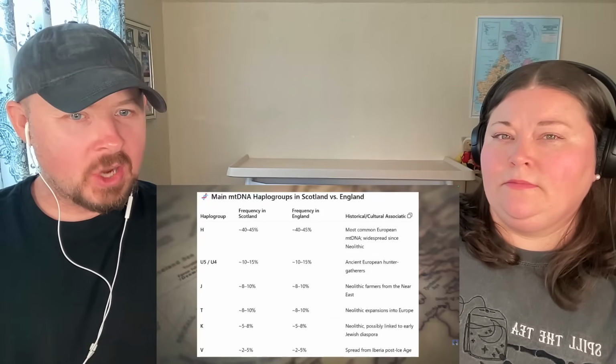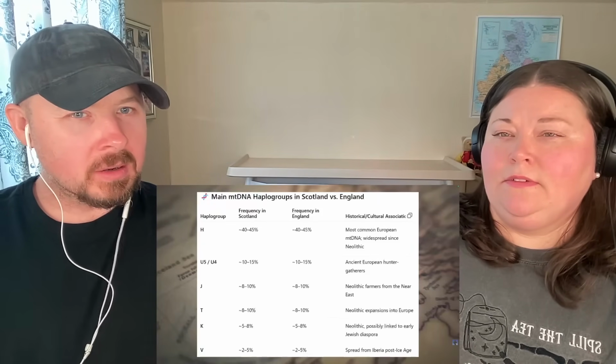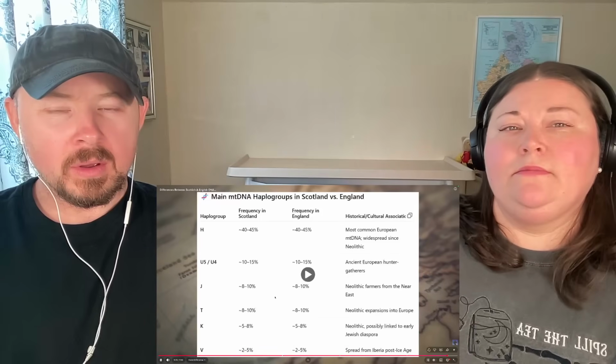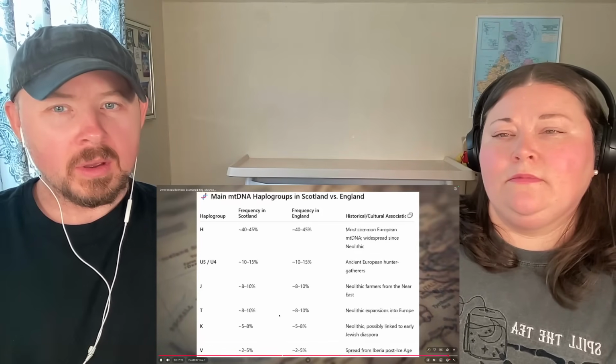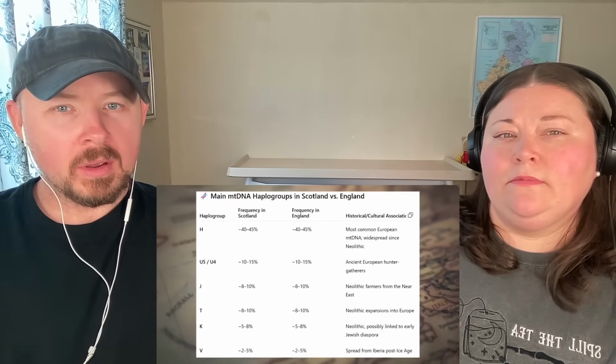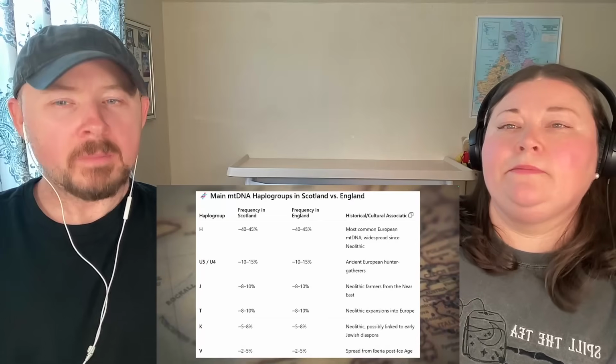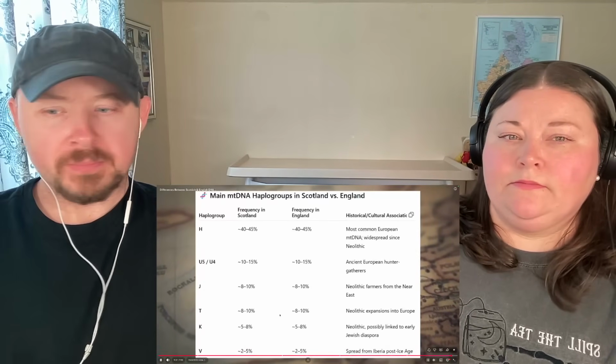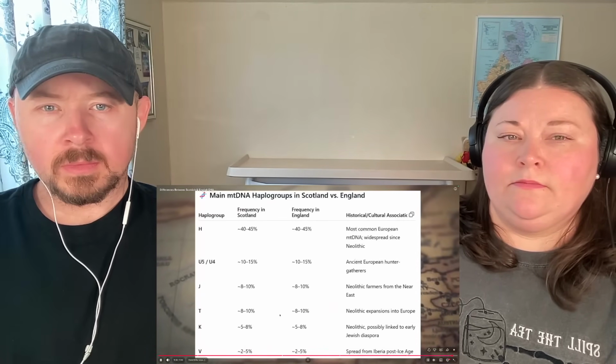But this is showing a much more similar. Yeah. Wow. And autosomal DNA is very similar between the two. But like I say, Scotland does have more of a Celtic influence and England more of a Germanic influence, although they are similar overall. But what does your eye colour say about your ancestry?